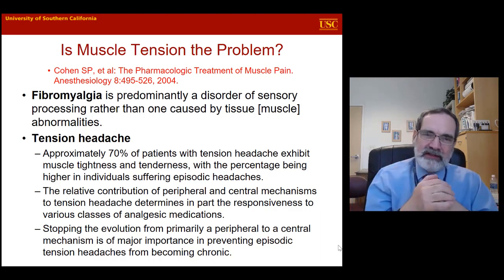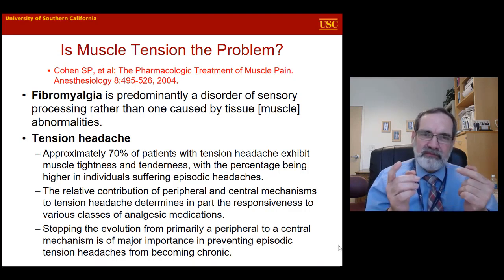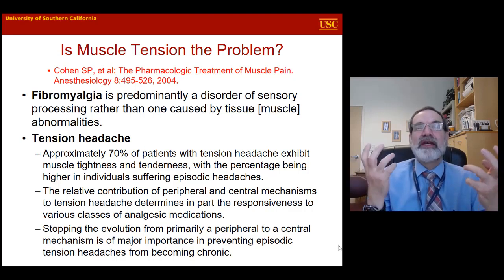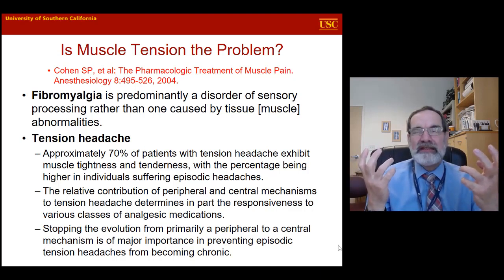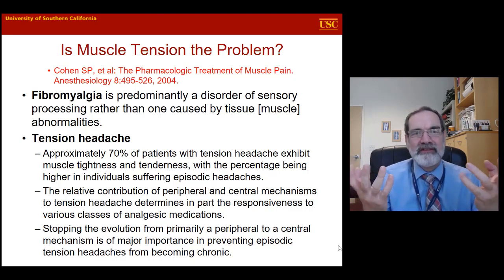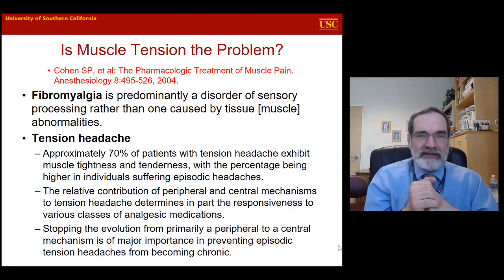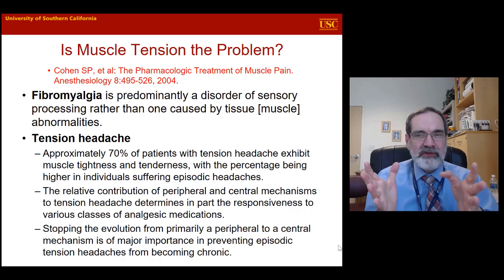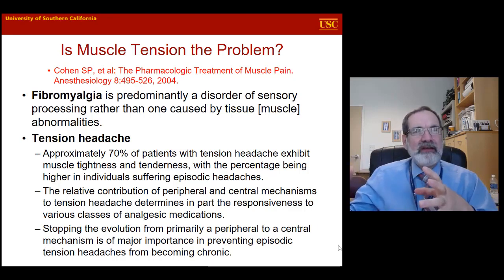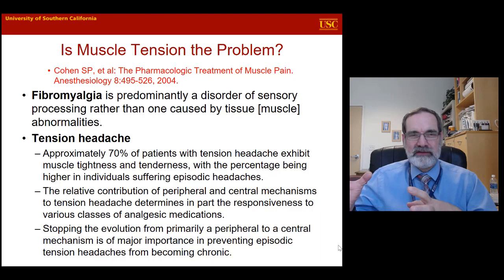What about the diagnosis of tension headaches? So because they're called tension headaches, we think of them as a problem of muscle tension. And in fact, 70% of patients with tension headache exhibit muscle tightness and tenderness, with the percentage being higher in those individuals who just have episodes of headaches rather than more chronic, constant types of headaches.